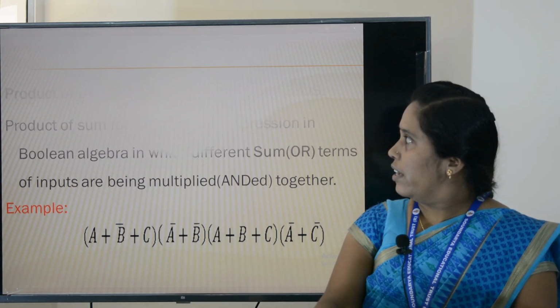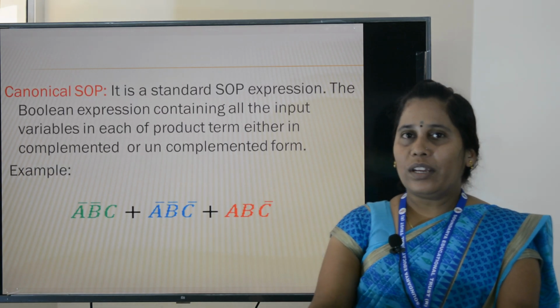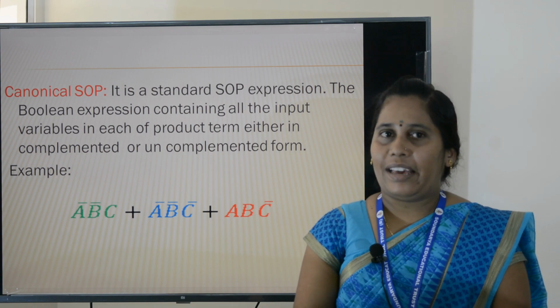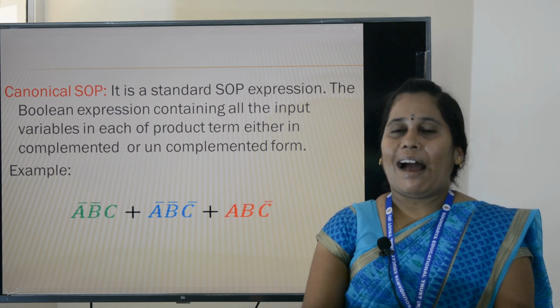The next one is canonical SOP. So canonical is the standard form of SOP. Here also several product terms are added together.